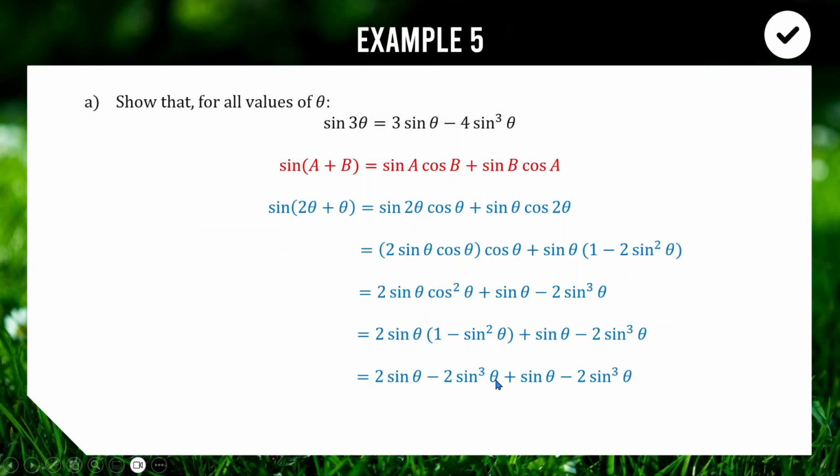Okay, now we can start grouping some stuff together. We have a 2 sine theta and a plus sine theta. That's going to make a 3 sine theta. And we have a negative 2 sine cubed minus a 2 sine cubed. That's going to make us a negative 4 sine cubed. And suddenly we have worked towards the answer and we have finished it. So we write QED, done. Left-hand side equals right-hand side.